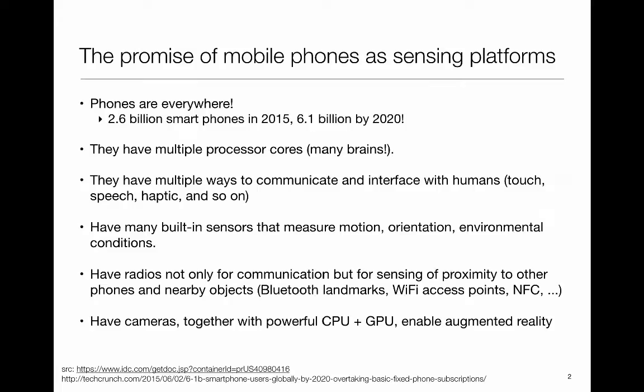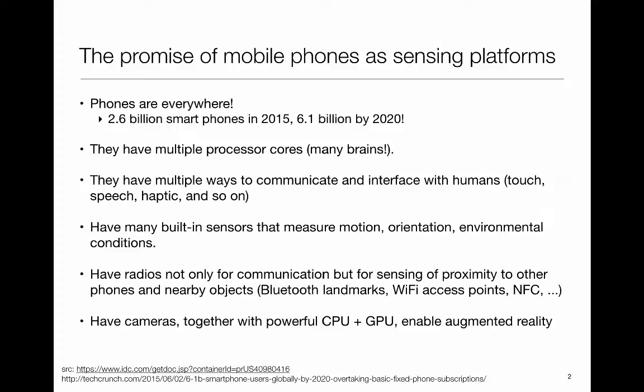Mobile phones today are not only communication devices, they are becoming sensing platforms and computation platforms. First of all, they are everywhere. We had 2.6 billion smartphones in 2015, and we expect about 6.1 billion by 2020. Each smartphone now is shipped with a multi-core processor, like you might know from the news about the ARM big.LITTLE architectures.